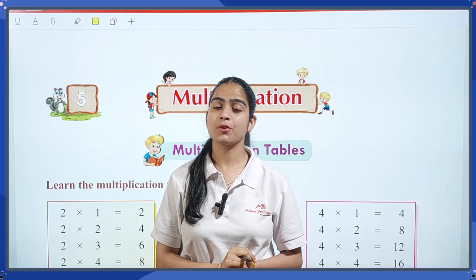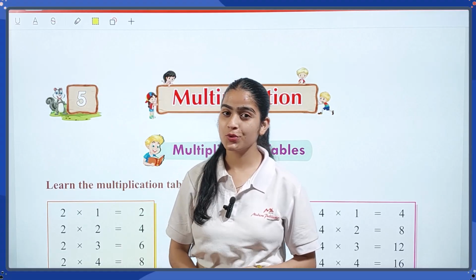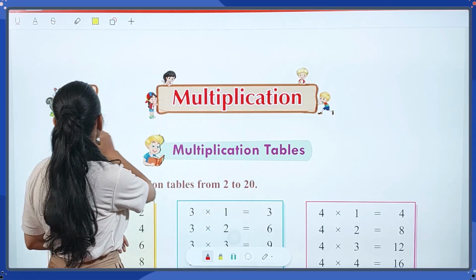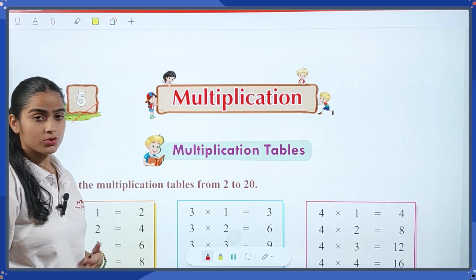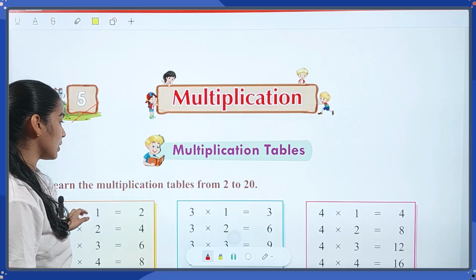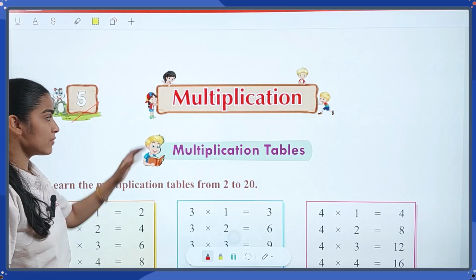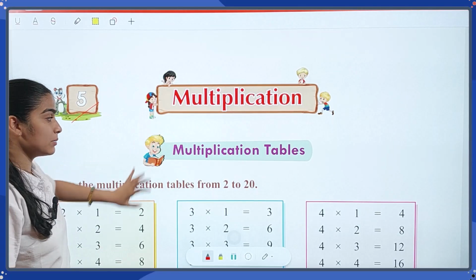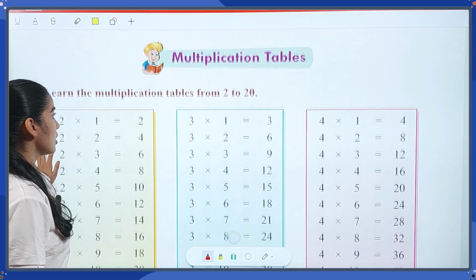So, students, I'm your mathematics educator again here with a new chapter. Today we have chapter number 5, which is multiplication. We have learned about addition and subtraction until now, and we also had a hint of multiplication in our earlier classes.